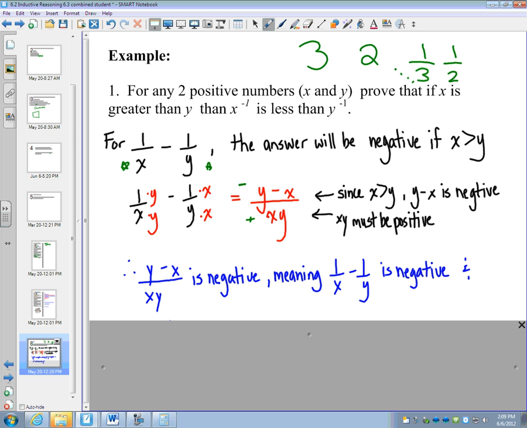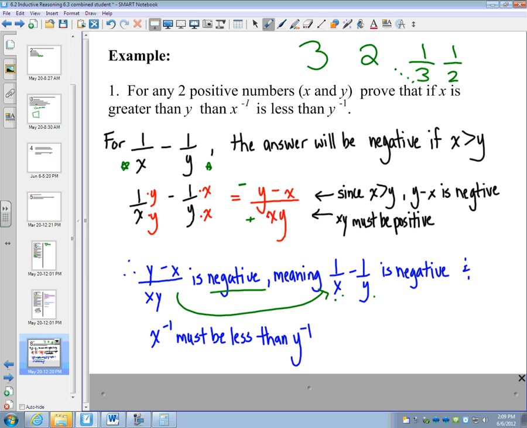Therefore, y minus x over xy is negative, meaning that this is negative, because this is just another form of that. And in order for that to be negative, that means that this first guy is smaller than the last guy. So this is an example of a proof using deductive reasoning rather than inductive reasoning. I used hard logical facts, not patterns.